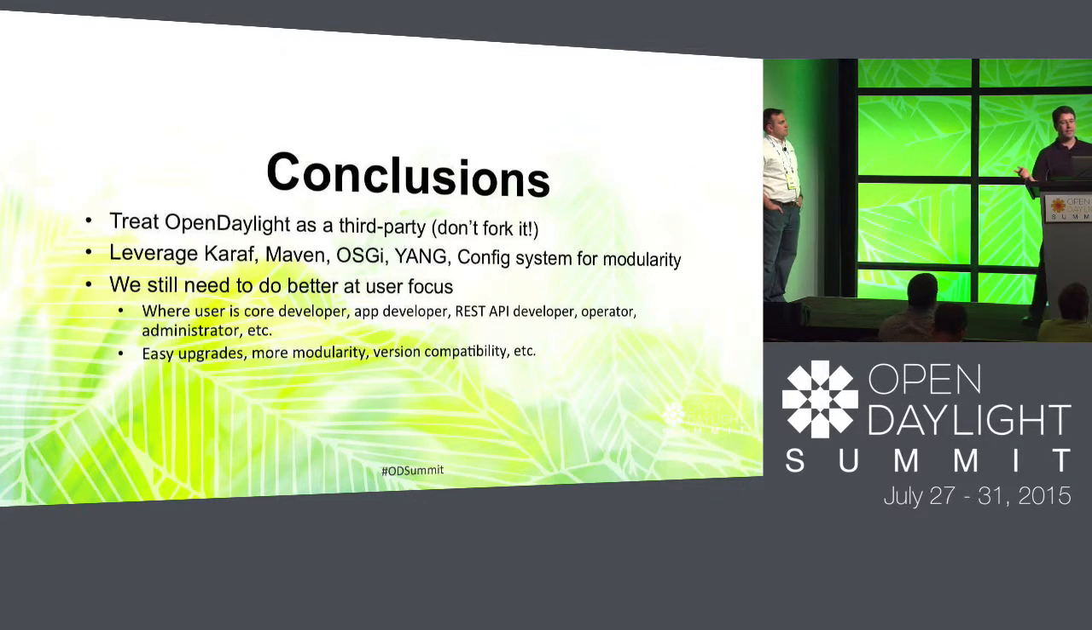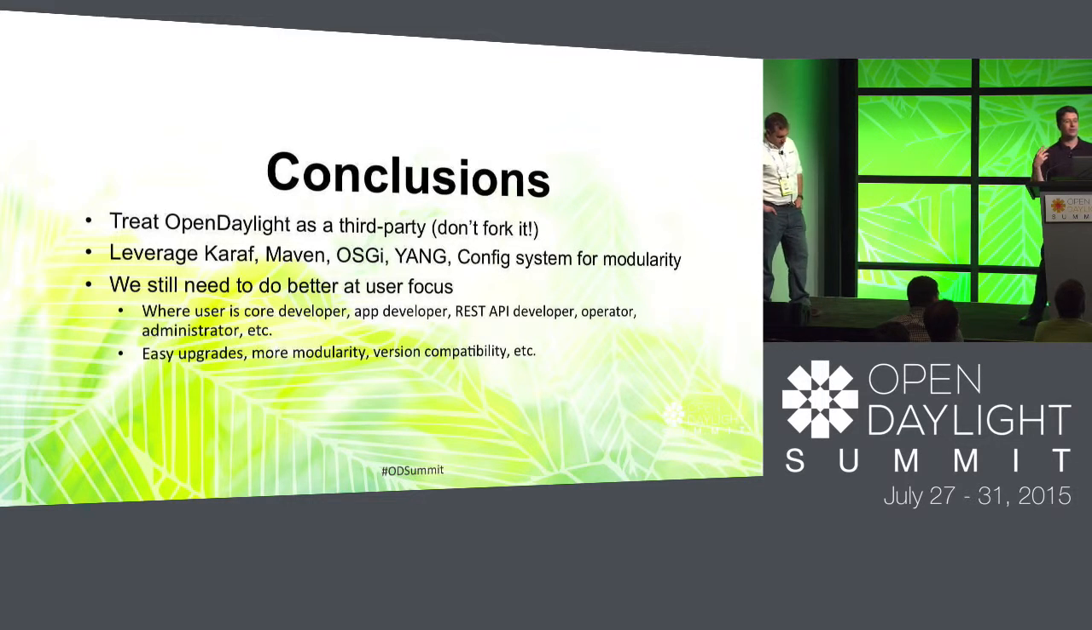So I'm going to leave 15 minutes for questions. But basically, here are the conclusions. If you remember only three things, it's basically: one, treat OpenDaylight as a third party. Don't fork it. Two, leverage Karaf, Maven, OSGi, YANG, and the config subsystem for modularity in order to add your apps and build your things. And three, we need to focus on the user to make the next leap in terms of making OpenDaylight both usable as a product in and of itself and also easily turned into products by vendors.